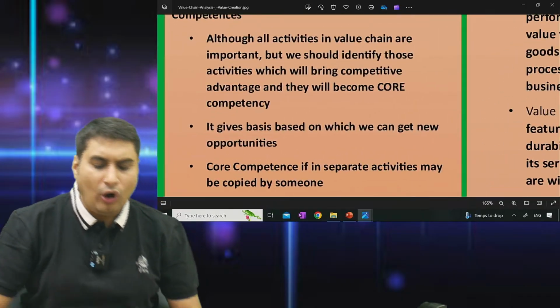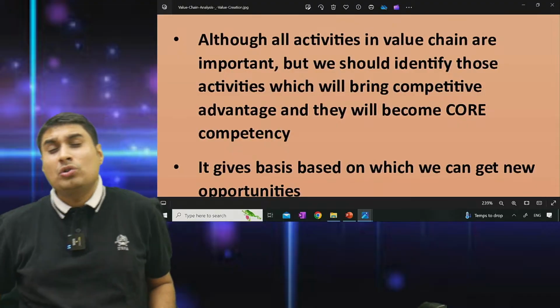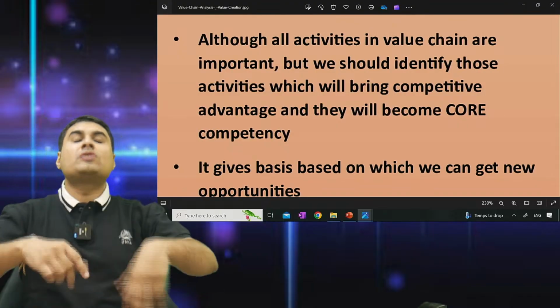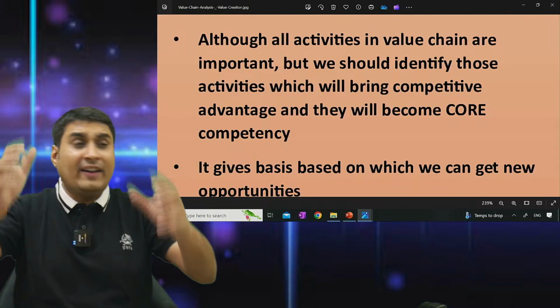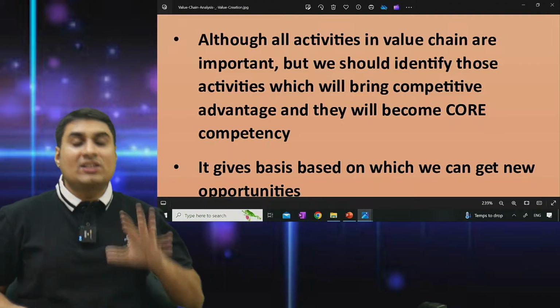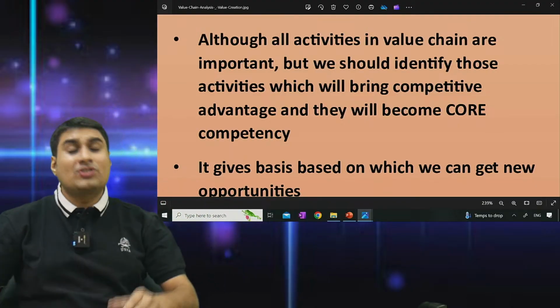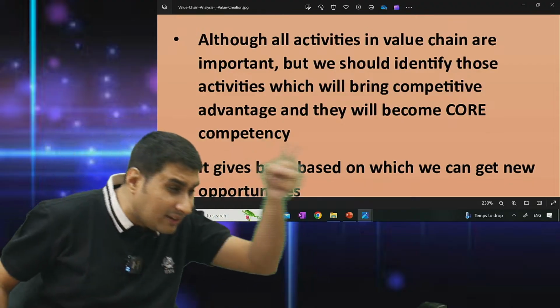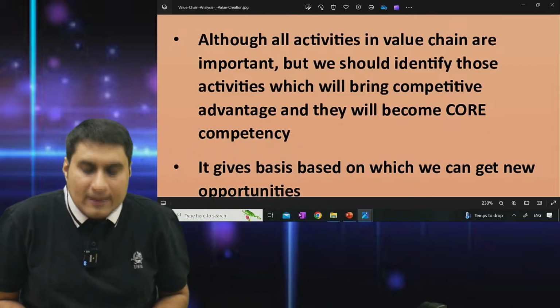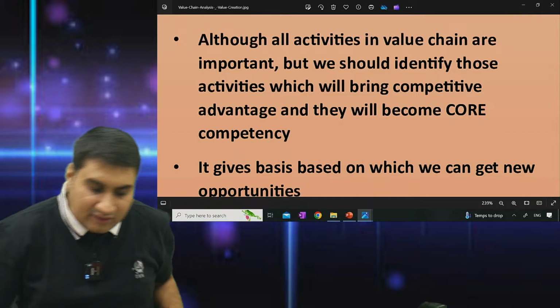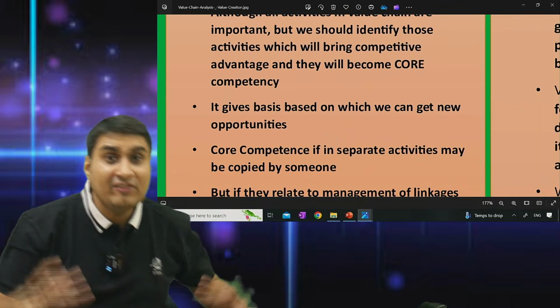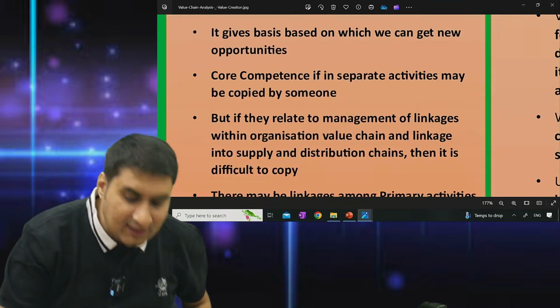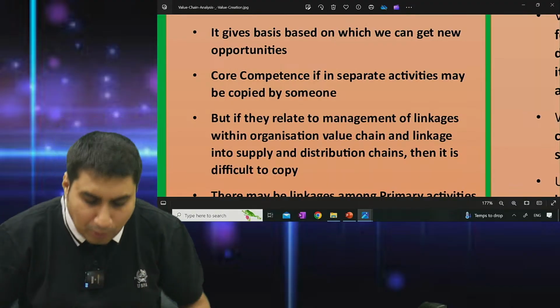Value chain. Although all activities in the value chain are important, we should identify those activities which will bring competitive advantage. So I will find out strength and weakness of all activities. Strength should be continued. Weakness convert into strength. Understood? So if one thing is good, it is competitive advantage. But if linkages are good, it's core competency. Based on this, I will get new opportunity.